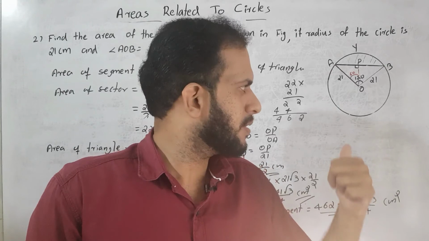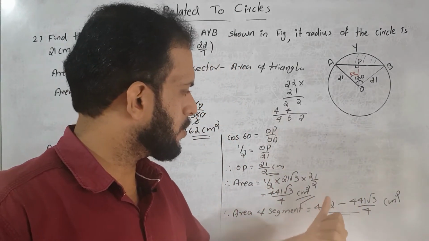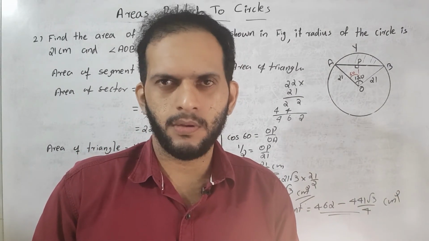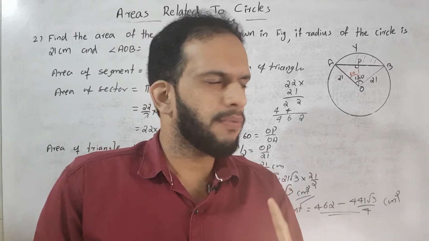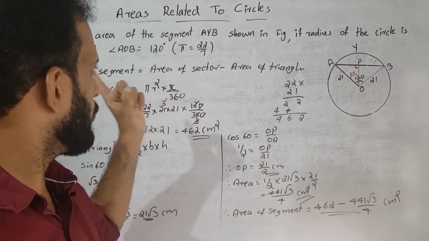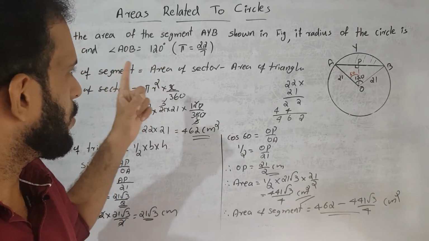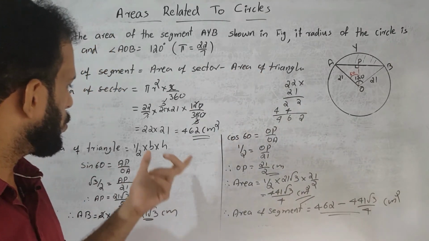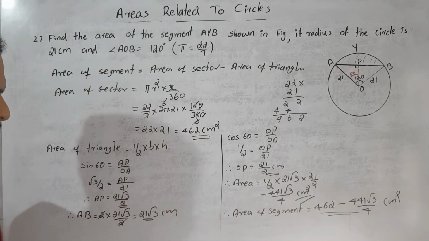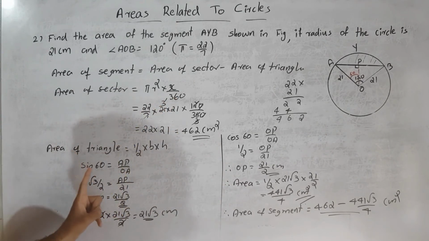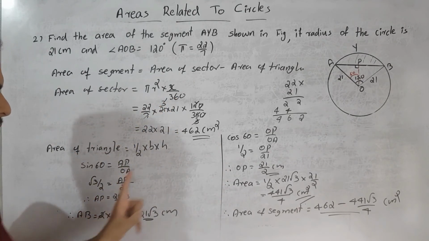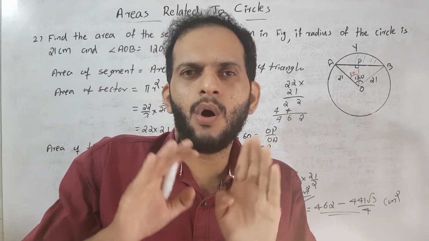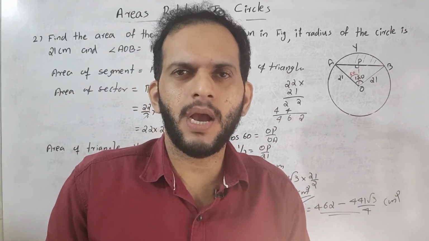So what is the area of this segment? The area of this segment is equal to 462 minus 441 root 3 by 4 square centimeter. Is it clear? Then don't forget, for finding out the area of segment, the equation is area of sector minus area of triangle. Then for finding out the area of triangle, we always use the trigonometric ratios. In that case, sine we use for finding the base, and cos we use for finding the height. These we use in all the cases except in the case of a quadrant.